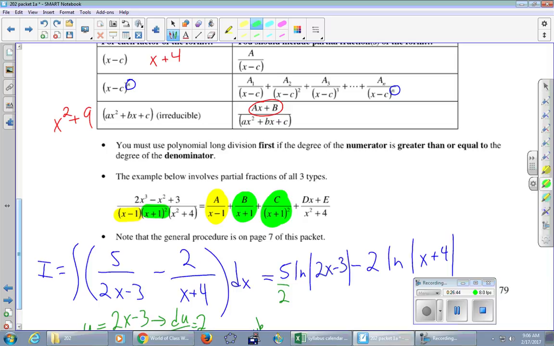And then finally, x squared plus 4, can't factor it. It is irreducible. It doesn't just get a number on top. It's not just a D over. It's a Dx plus E. It's a full-fledged linear thing on top. Those are the only 3 kinds of things that you'll ever have to contend with.